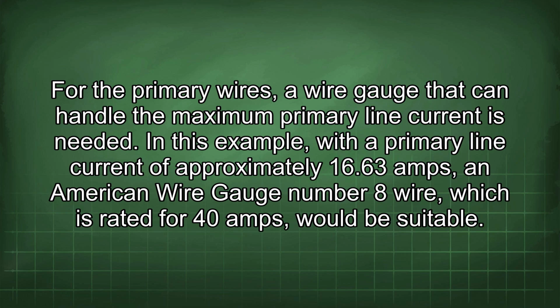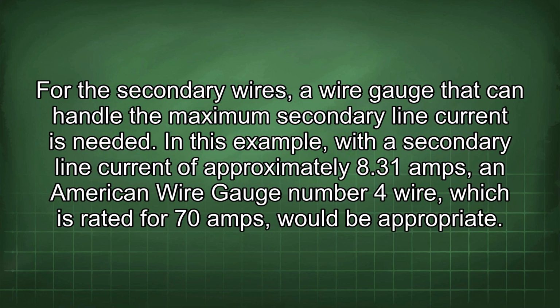For the primary wires, a wire gauge that can handle the maximum primary line current is needed. In this example, with a primary line current of approximately 16.63 amps, an American wire gauge number 8 wire, which is rated for 40 amps, would be suitable.